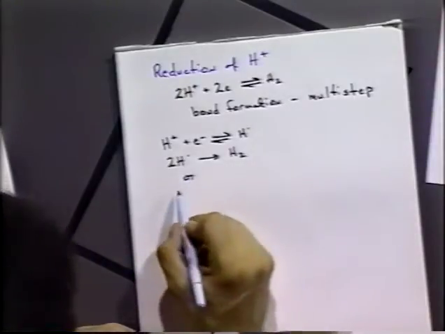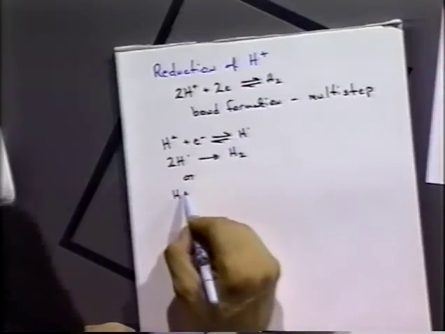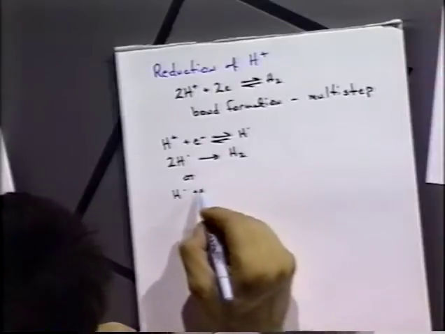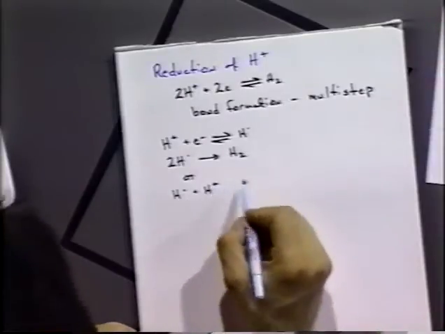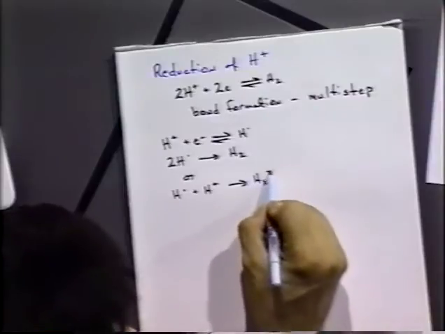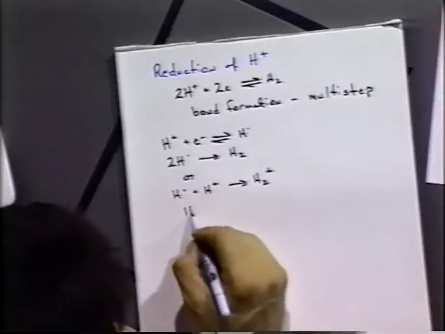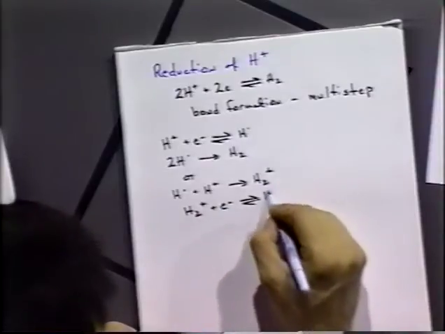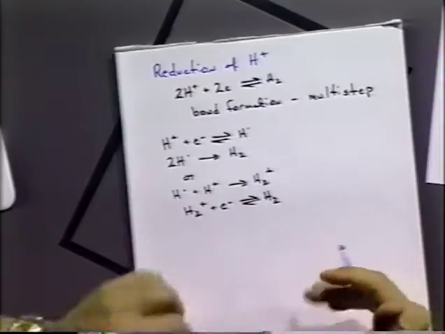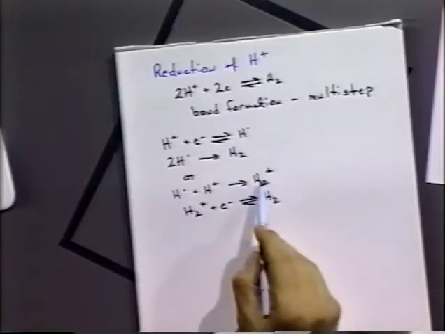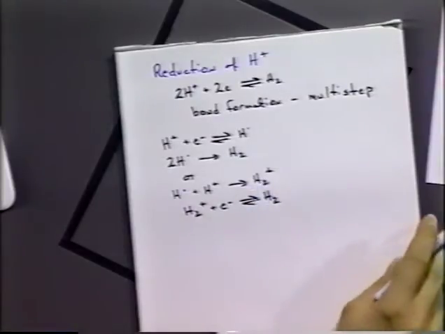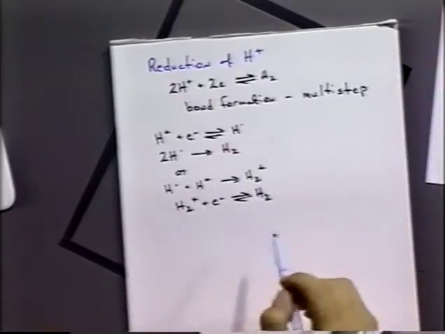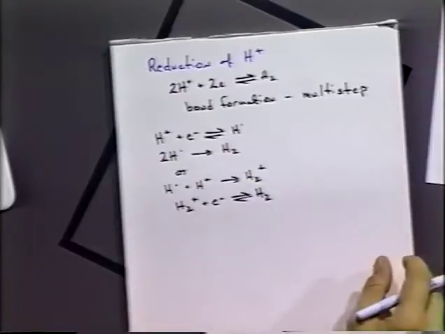Or an alternate process is, suppose we have hydride plus protons going to H2 plus, and then H2 plus plus electrons going to hydrogen gas. In either case is okay. This might actually be a more favored reaction under some conditions, depending on the concentration of protons in solution. These are second order processes, you see, and so it would depend a little bit on the concentrations.